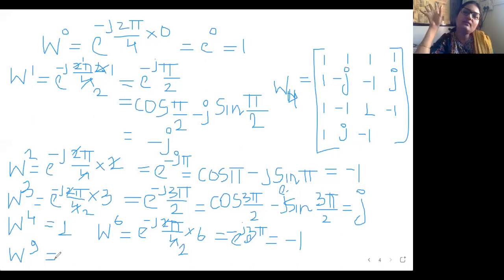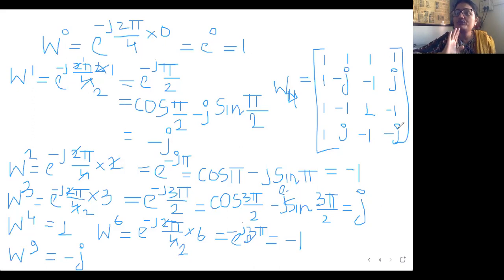What will cos 9 pi by 2 be? It will be 0. Then what is sin 9 pi by 2? It is plus 1. The middle sign is minus, so here this is minus j. So the last value which we have obtained is minus j. Now this matrix is available with me.